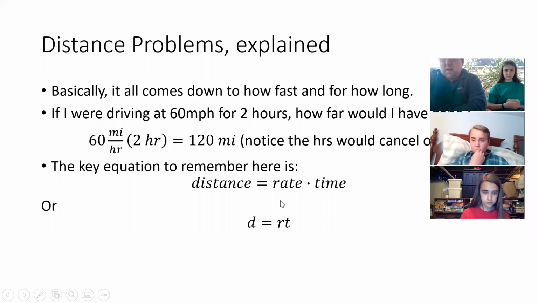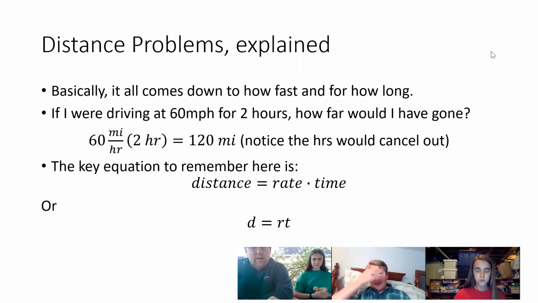So let's talk about distance problems just in general, okay? Distance problems basically go along with how fast something's been going and for how long, okay? So if I were driving at 60 miles an hour for 2 hours, how far would I have gone? 120 miles. You multiply the speed times the time and you get the distance. Notice that the hours cancel out, right? There's an hour on the top and an hour on the bottom. Right? Make sense? We follow so far?